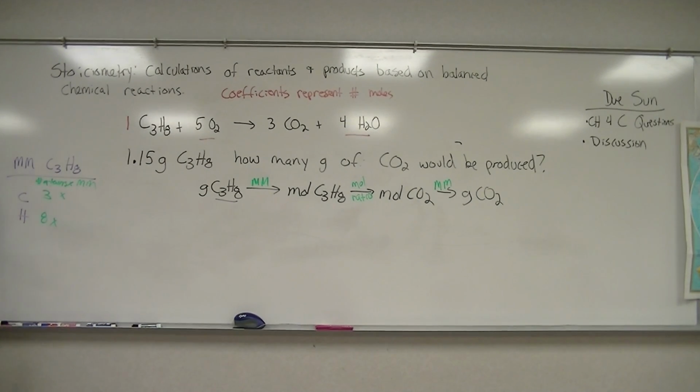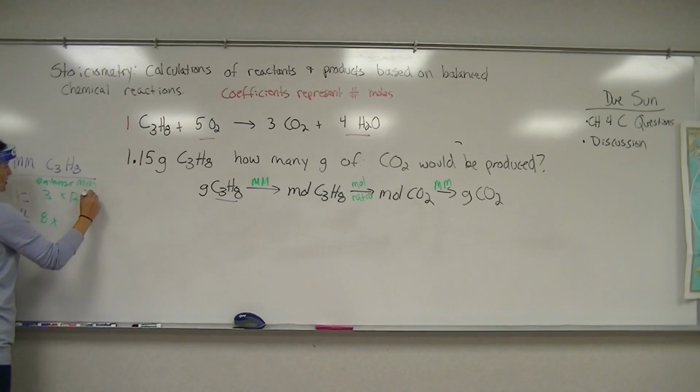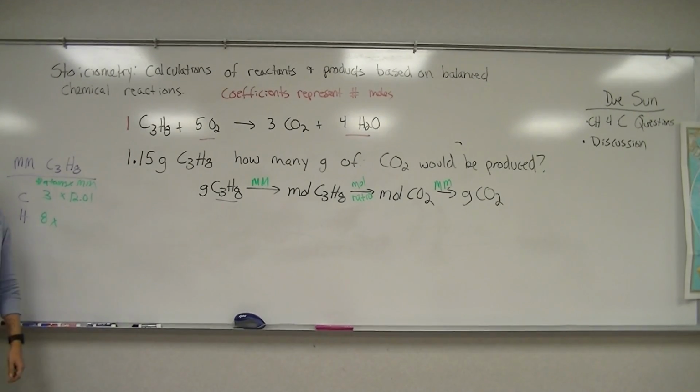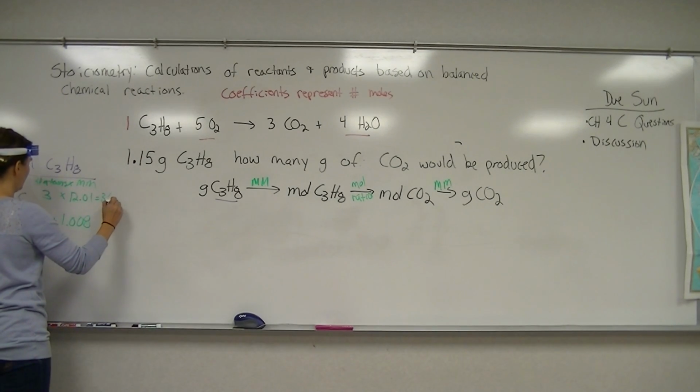Now for the molar mass portion, we look at the periodic table. Find carbon on the periodic table. 12.0. This is one on ours. Okay. And then hydrogen, we saw that last time, 1.008. So multiply across.